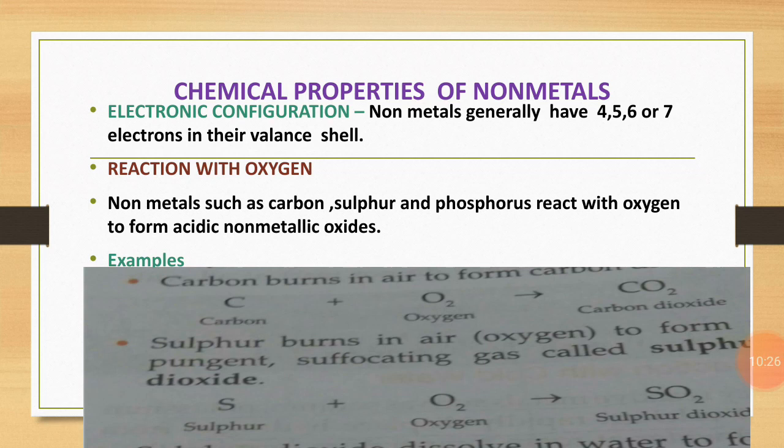For example, there are some reactions given below. The first shows the reaction of carbon with oxygen to form carbon dioxide. Next, sulfur reacts with oxygen to form sulfur dioxide, and when this sulfur dioxide dissolves in water, a reaction takes place with water, and then an acid is formed.